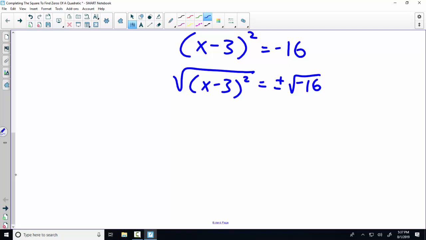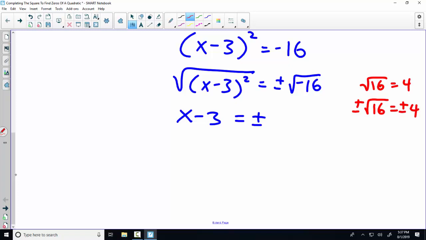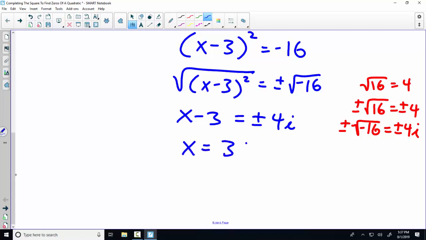So left side, no big deal. The square root and the squared cancel, so we get x minus 3. And over here we still have the plus minus. Now I know that the square root of 16 is just going to be 4. And I know this plus or minus the square root of 16 is plus or minus 4. But if there is a negative 16 under there, then it works out almost exactly the same way, except you pick up the i. So on the right-hand side of the equation, we're going to have plus or minus 4i. Add 3 to both sides. And that's actually our 2 answers right there.